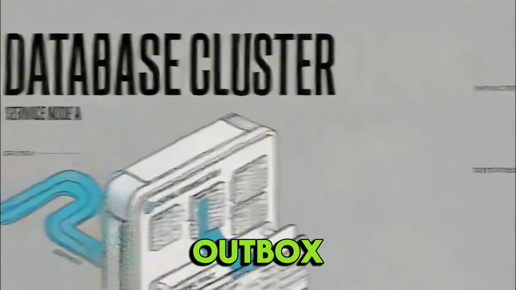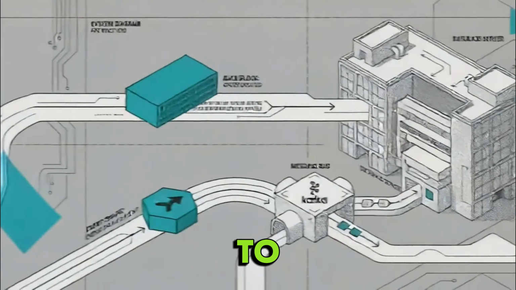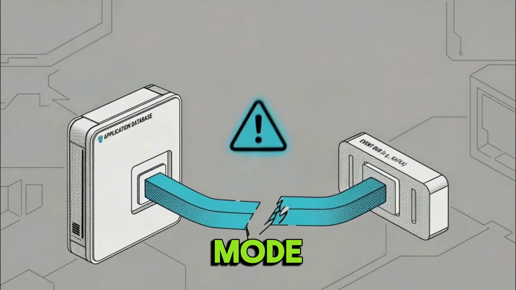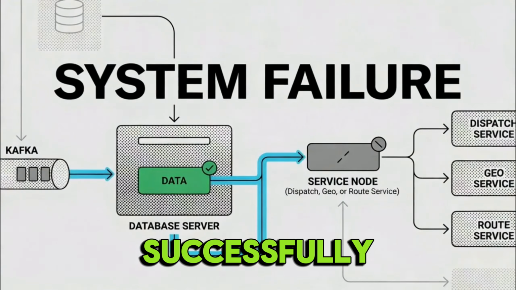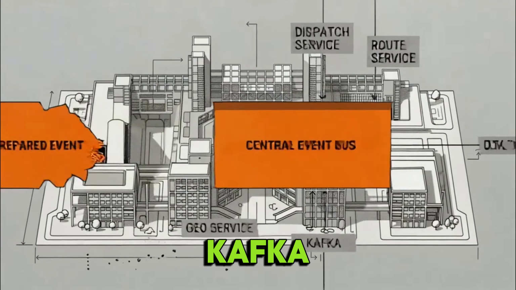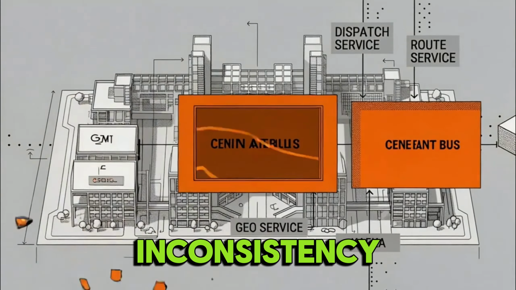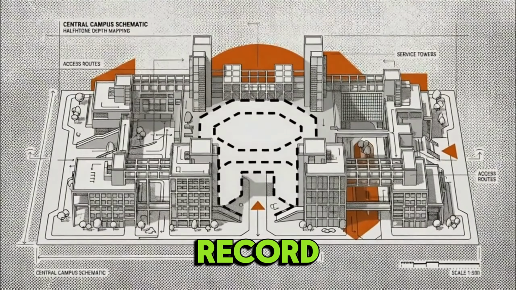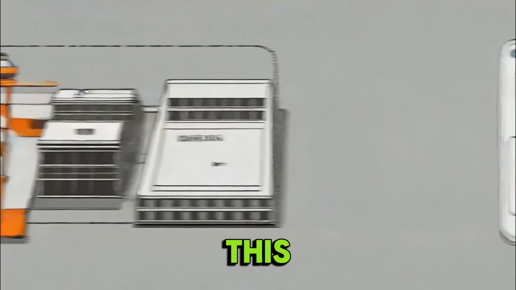The first is the outbox pattern. When a service needs to emit an event as part of a database transaction, there is a subtle failure mode. The service writes to the database successfully, but then crashes before publishing the event to Kafka. This creates an inconsistency, where the database state has changed, but the event-driven system has no record of it. The outbox pattern solves this elegantly.